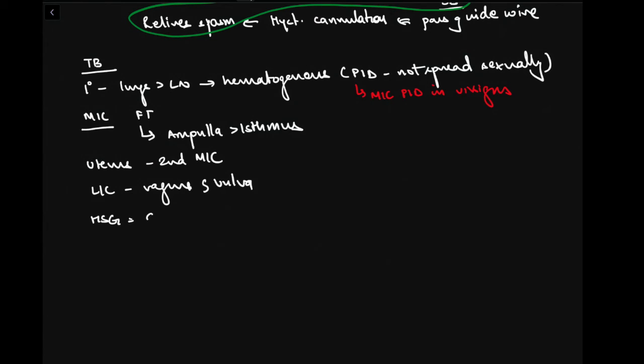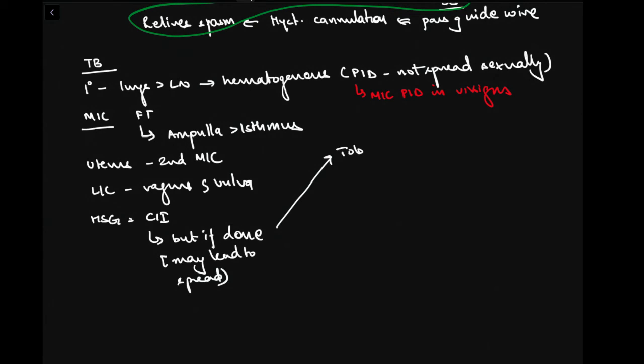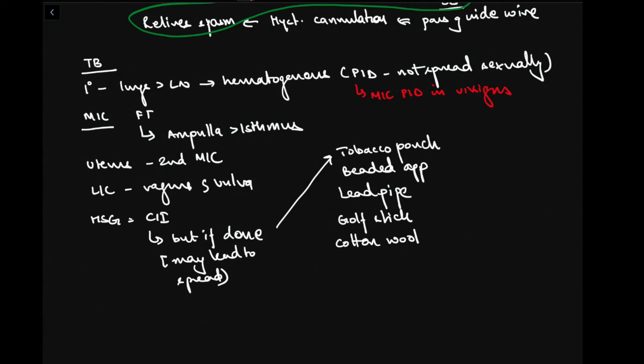HSG is contraindicated, but if it is done, then what will be the things that we see on HSG which can be asked as a direct question in the exam? So the first sign is tobacco pouch appearance, beaded appearance or string on bead appearance, lead pipe appearance, golf stick appearance, cotton wool appearance, sorry, and cobblestone appearance.